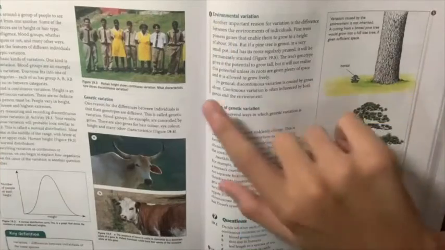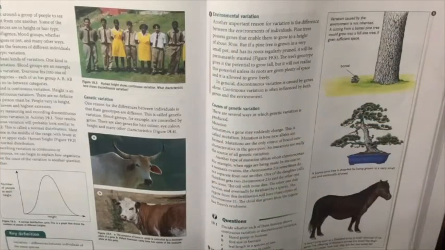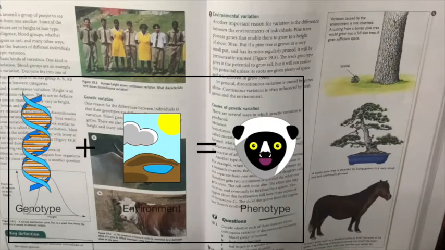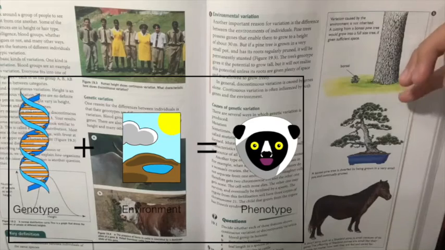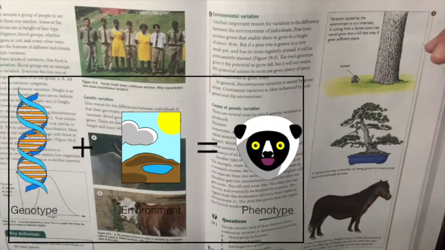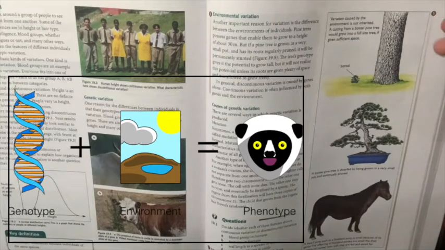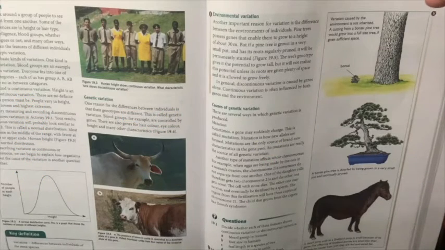The next type is the environmental variation. So the environmental variation is the variation not caused by the genotypes, but instead is caused by the environment. For example, pine trees are able to grow, reaching 30 meters tall. But if one is grown in a very small pot and its roots are regularly pruned, it will not be able to grow 30 meters.